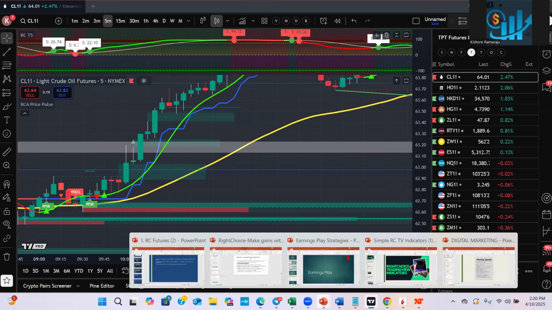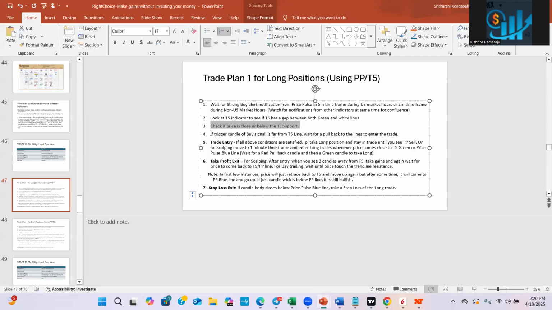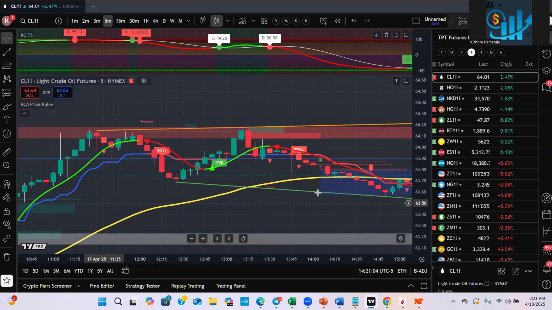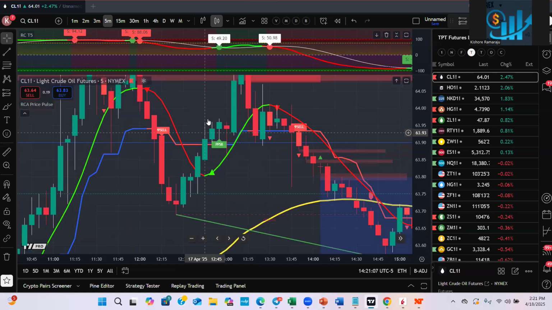Another condition you check is, if the trigger candle is far from the T5 line, wait for a pullback. This is where most of the time we generally make a mistake. Sometimes what happens is, this particular candle, but your T5 is somewhere here.